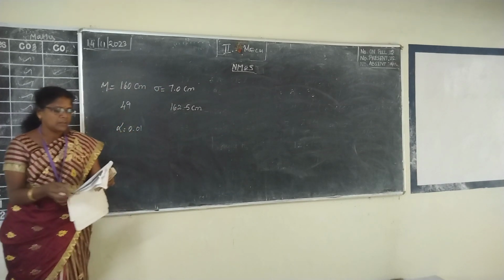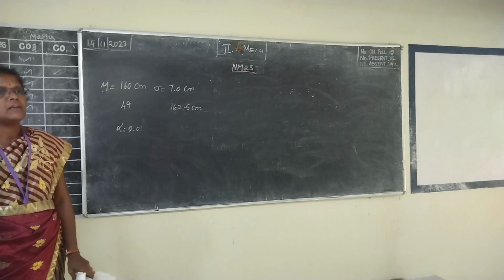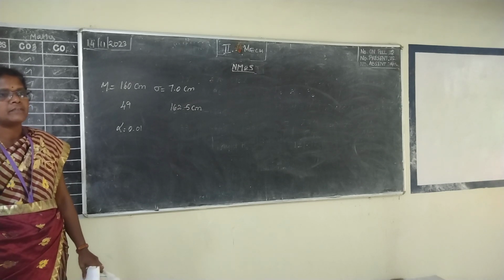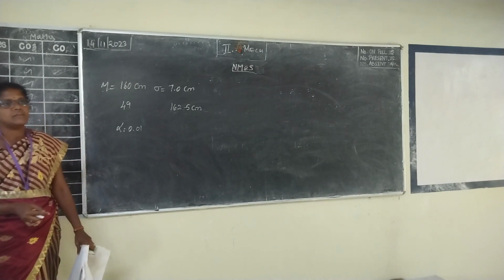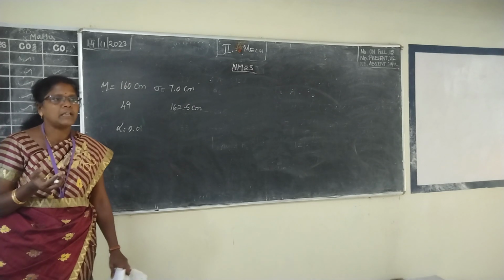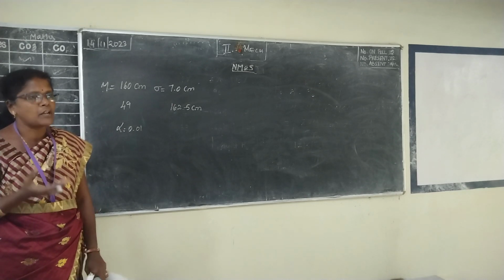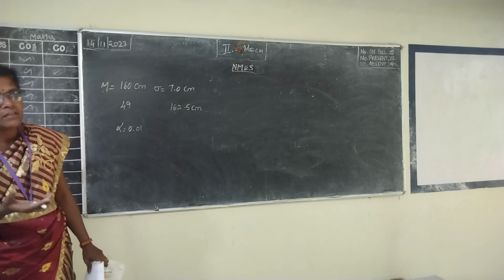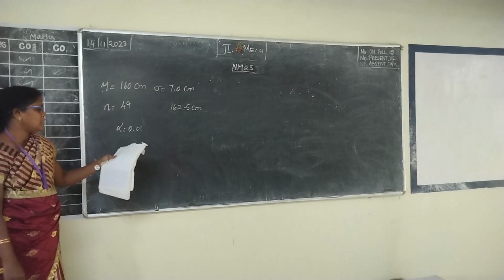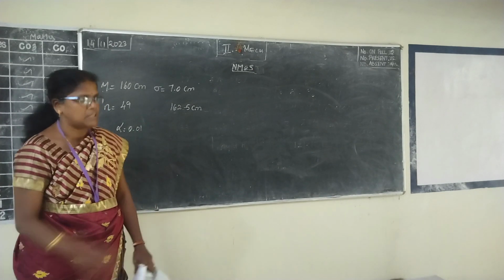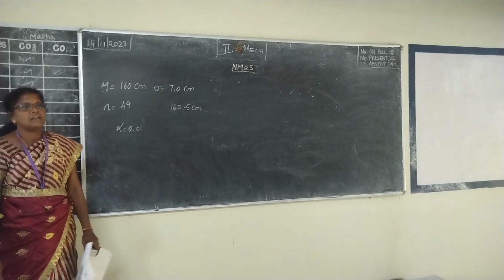What is the next information given? A random sample of 49 women were taken. What is this 49? It is the sample. In the sample information, the sample mean is appearing. A random sample of 49 is taken. This is the sample average.